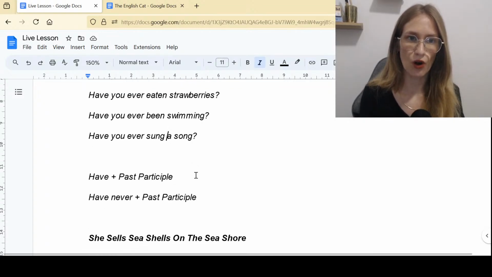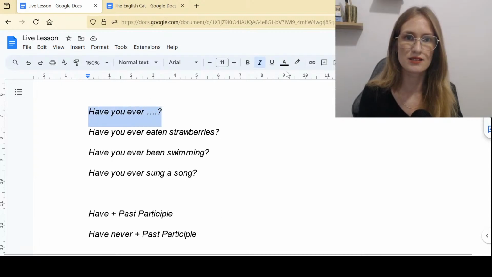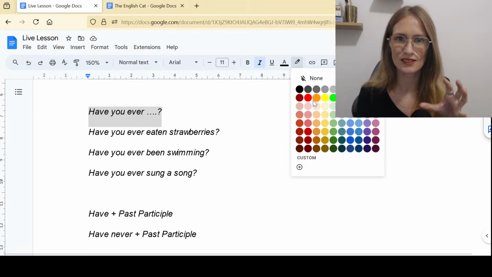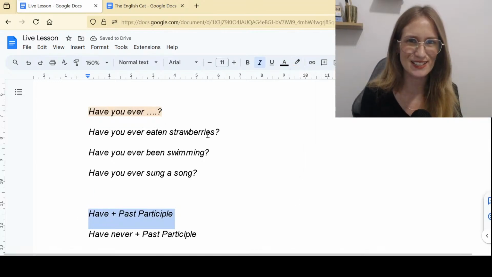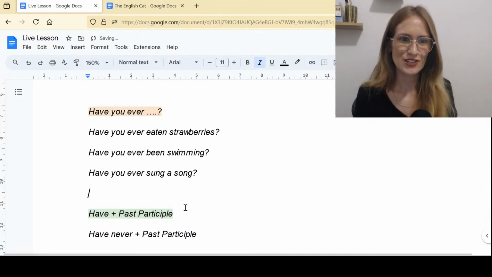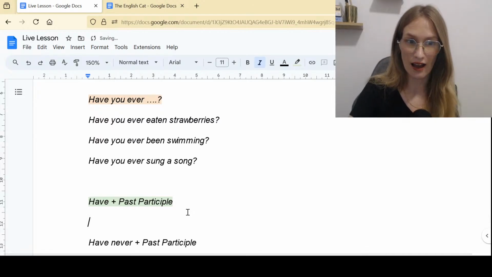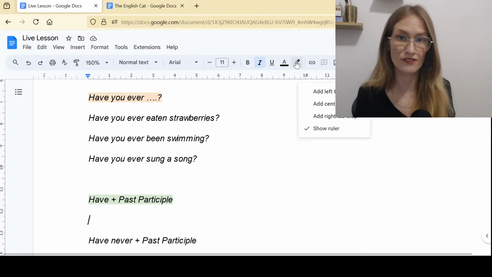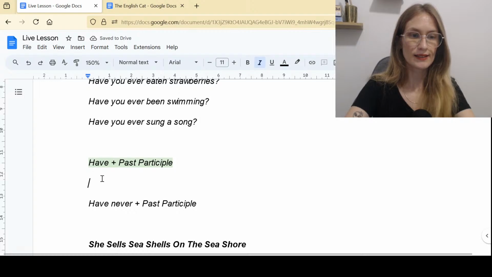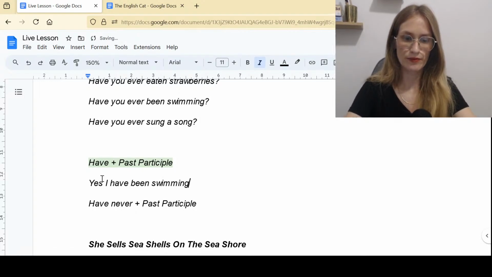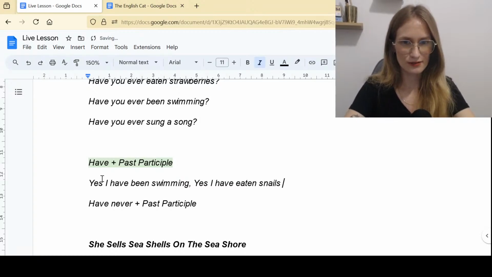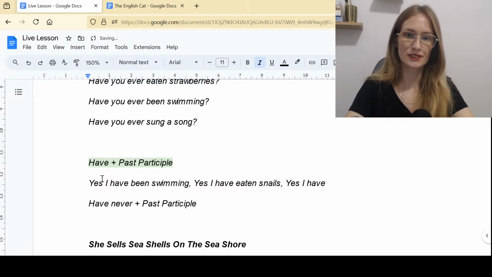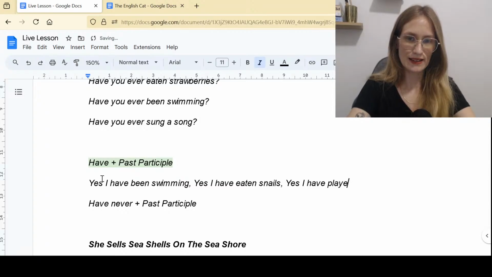And exactly the same with your answers. So if you are answering, let me just highlight this to break this up. I don't know about you, but for me it helps if things have a color coordination. It helps break it into sections and doesn't look like too much to learn. So if you want to answer any of these questions with yes, I have, it's exactly the same. You need the third participle, the past participle, the third version of the verb. So, yes, I have been swimming. Yes, I have eaten snails. Yes, I have. What else? Played the piano.